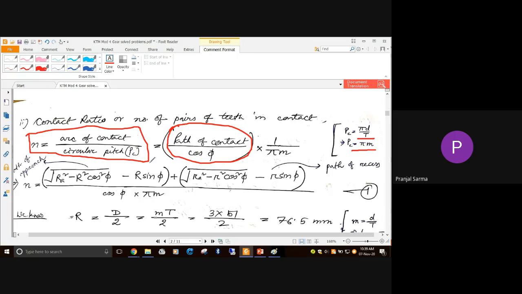Once you are conversant with the formula, you can start from here also, no problem, because path of contact divided by cos phi itself is arc of contact. So here I am showing you in a step fashion. Arc of contact is path of contact by cos phi, circular pitch is pi m.